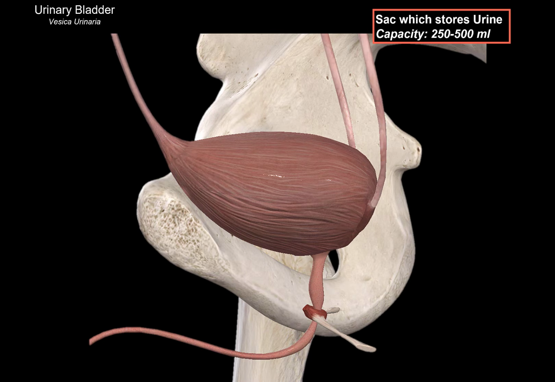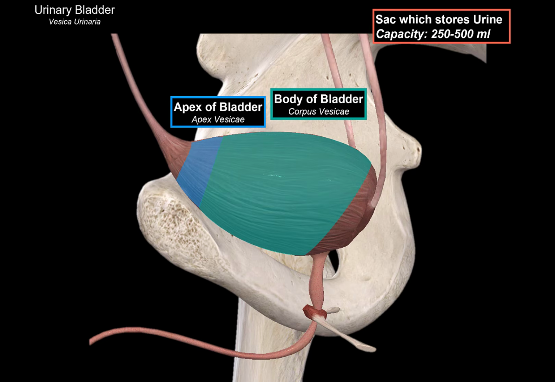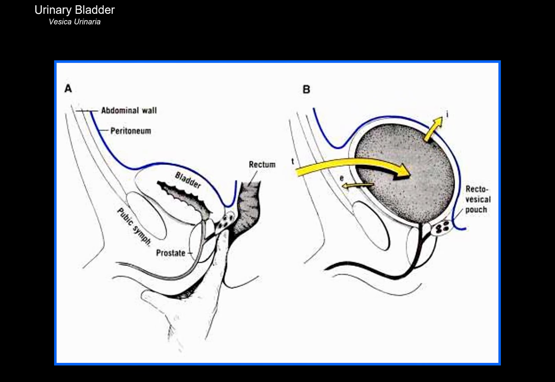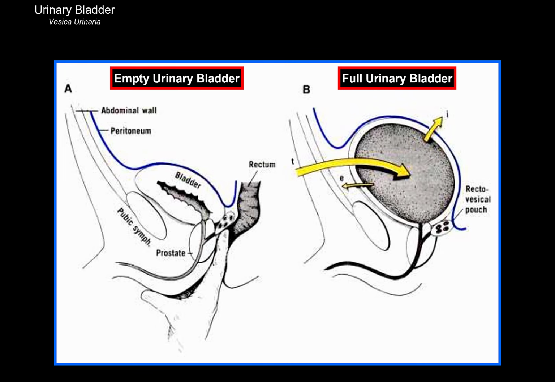Now the urinary bladder is divided into parts. The first part closest to the median umbilical ligament is the apex of the bladder. The majority of it is the body of the bladder, and then posteriorly you'll find the fundus of the urinary bladder. Alright, so there are two general conditions the urinary bladder can be in. It can either be empty or rather full.